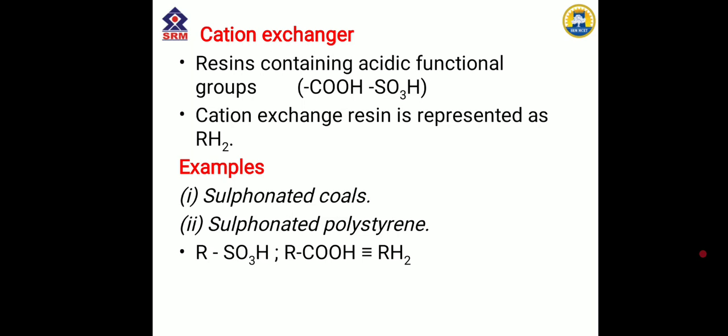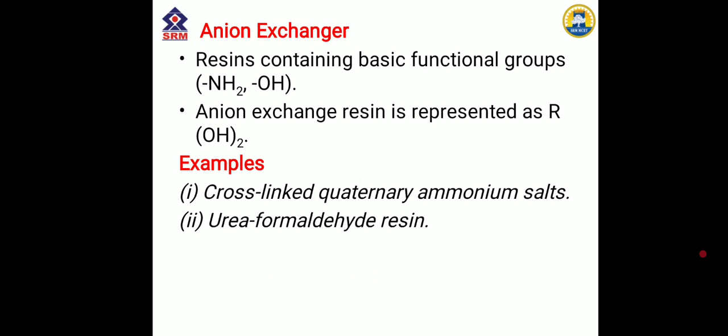Second one is anion exchanger. Here the resins containing basic functional groups, that is NH2OH, are capable of exchanging their anions with other anions of hot water. Anion exchange resin is represented as ROH twice. Examples are cross-linked quaternary ammonium salts and the urea formaldehyde resin.